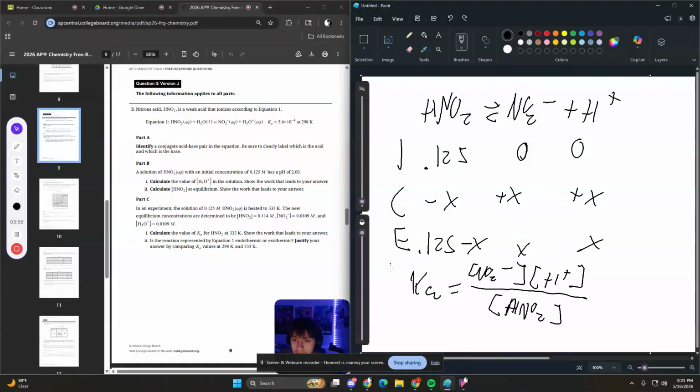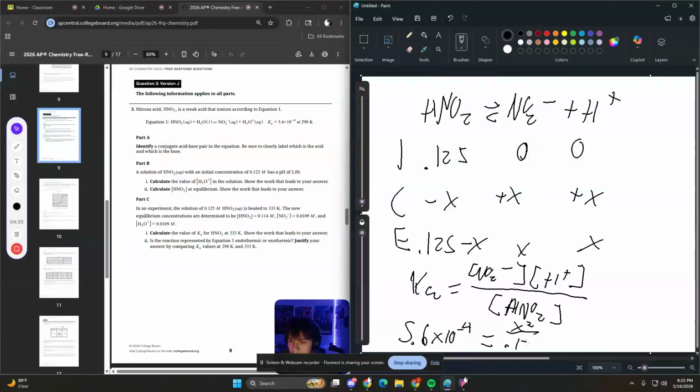So we are going to do 5.6 times 10 to the negative fourth equals x squared, because these are both unknown right now, x times x equals x squared. And then on the bottom we have 0.125 minus x. But remember, our 5% exception rule is that if our Ka is very low, which is lower than 1.0 times 10 to the negative third, we can get rid of that x because the change would be so little that it wouldn't make a difference.